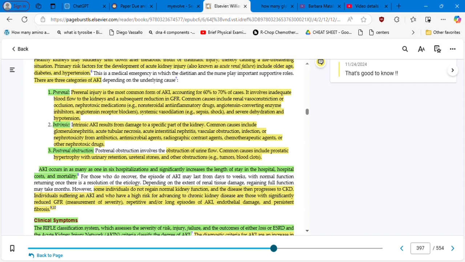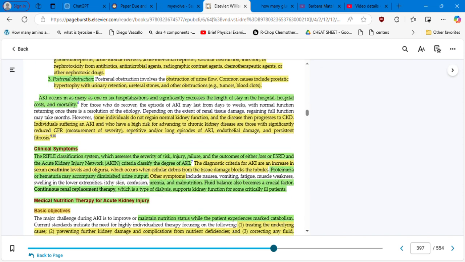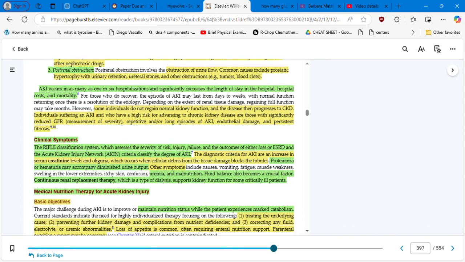Acute kidney injury occurred in as many as 1 in 6 hospitalizations and significantly increases the length of stay in the hospital and also increases the cost and mortality. So this is going to be in your NCLEX alert, acute kidney injury.